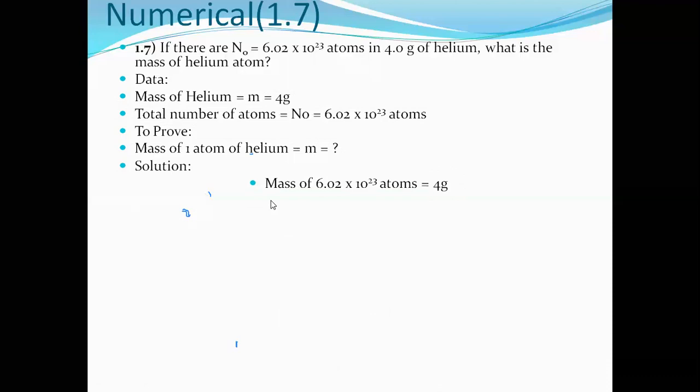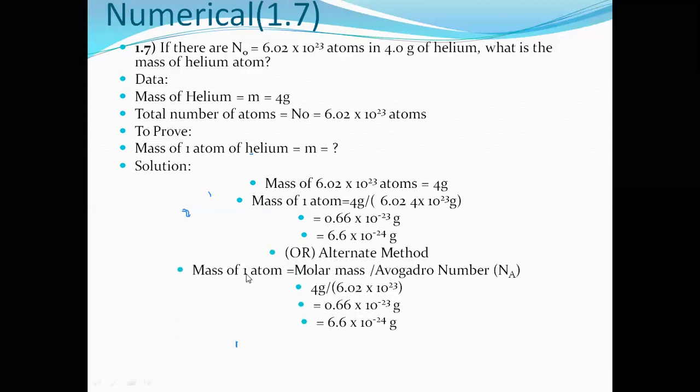Solution. The mass of 6.02 into 10 to the power 23 atoms is 4 grams, which is given to us. So for one atom, we divide 4 grams by Avogadro's number, that is 6.02 into 10 to the power 23. Now we get 0.66 into 10 to the power minus 23 grams, or we can rewrite it as 6.6 into 10 to the power minus 24 grams.